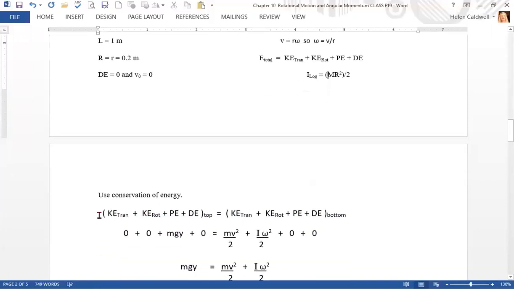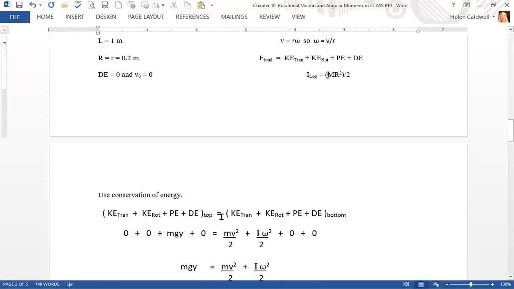So if we set up this equation, the two kinetics plus the potential plus the dissipated at the top equals those same 4 things at the bottom. At the top, because we are not moving, the two kinetics are 0. And because we are not moving, we don't have any lost energy. So at the top, all we've got is potential energy, mgy.